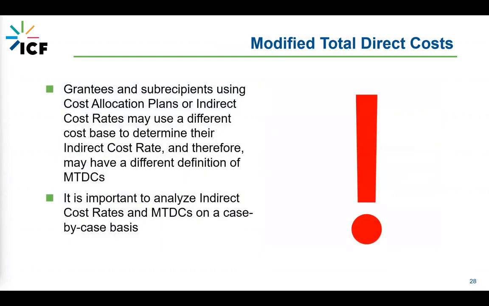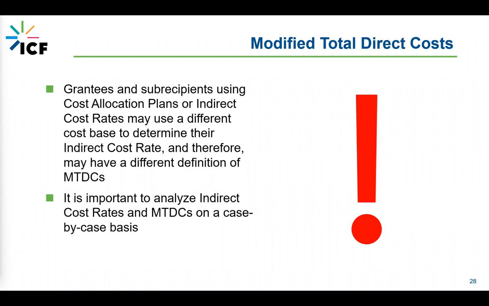Okay, so please note, although this definition of MTDCs must be used for grantees and subrecipients utilizing the de minimis rate, grantees and subrecipients using cost allocation plans or indirect cost rates may use different cost bases to determine the indirect cost rate, and therefore they may have a different definition of MTDCs. So the de minimis is always cited as the easiest and most simple to follow because it has a very specific definition of what is and is not included. It has a flat rate of 10% and no additional documentation is required. So it's as straightforward as it gets.